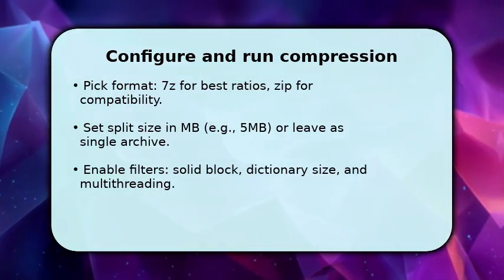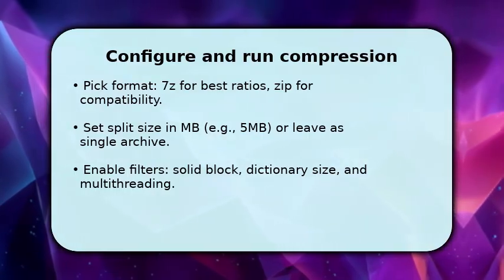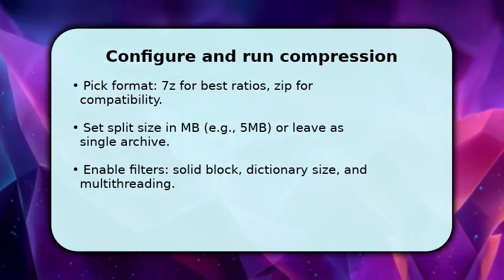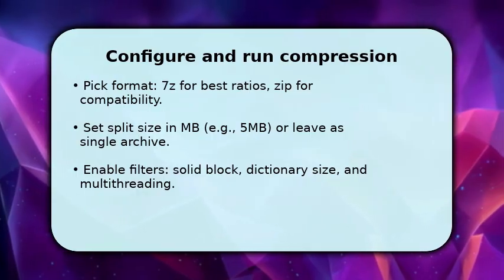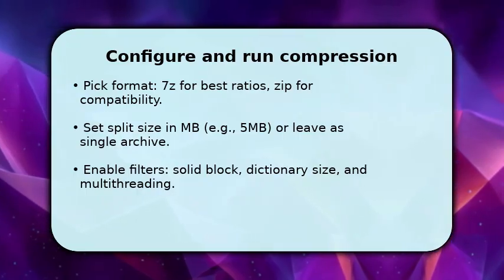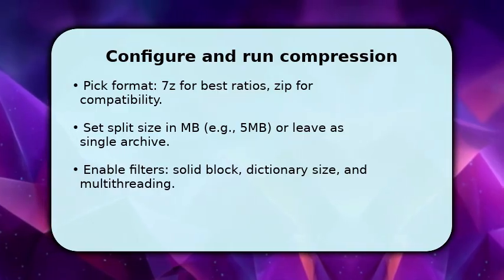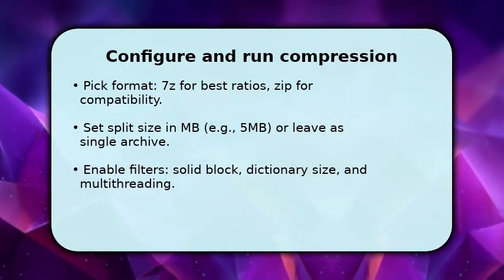Increase dictionary size and enable solid compression to make small KB files pack more efficiently into MB containers. That reduces metadata overhead. If you have many CPU cores, enable multithreading to speed up processing. Set a split volume size in MB when creating multiple MB files, otherwise create one archive.